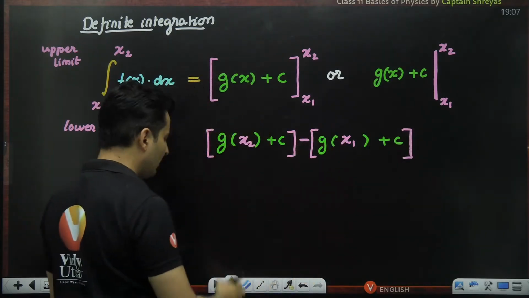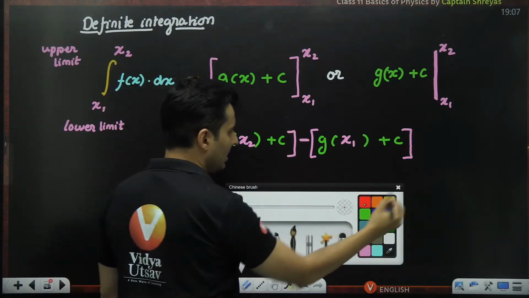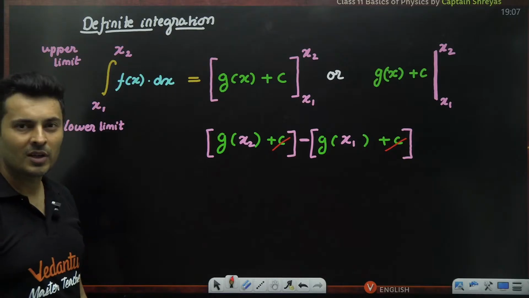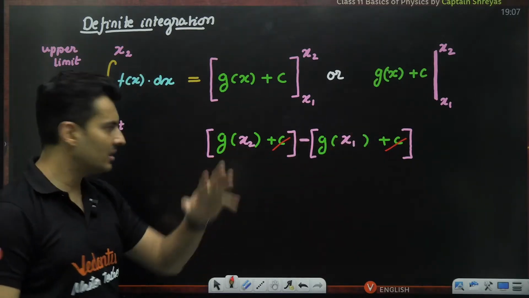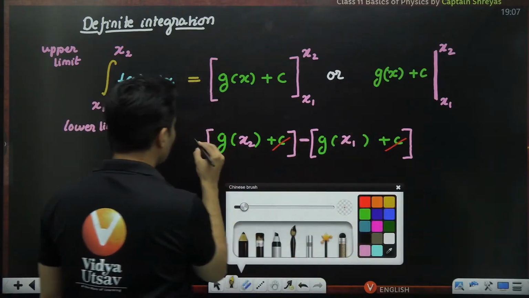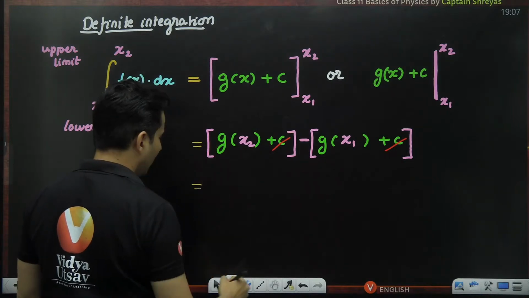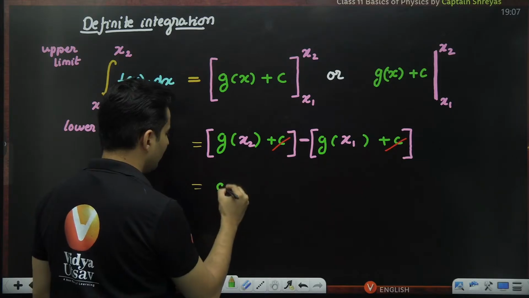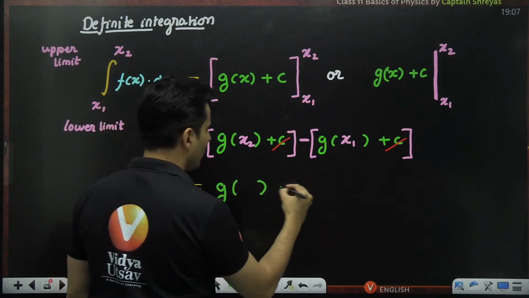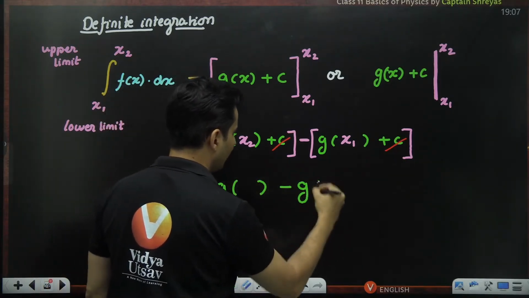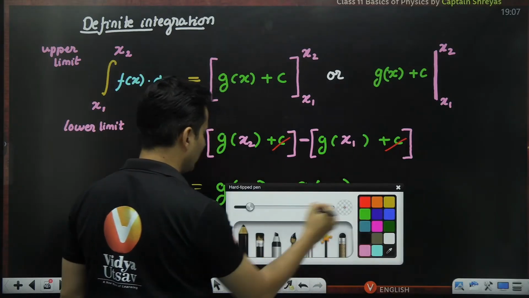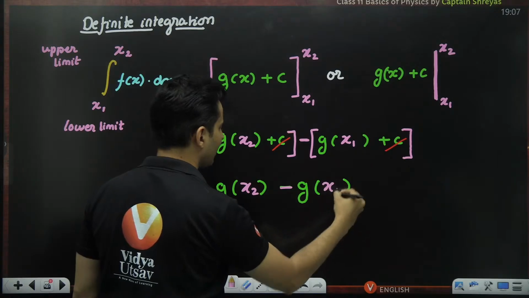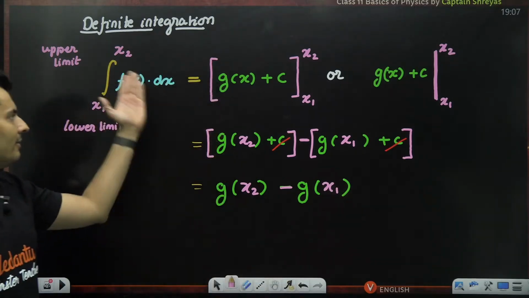Now, see, guys, what happens the moment you subtract? Can you see? This constant and this constant just vanish off, isn't it, guys? So what am I left with? I am just left with g of x2 minus g of x1. That's all I'm left with. That's it. That is the final answer.